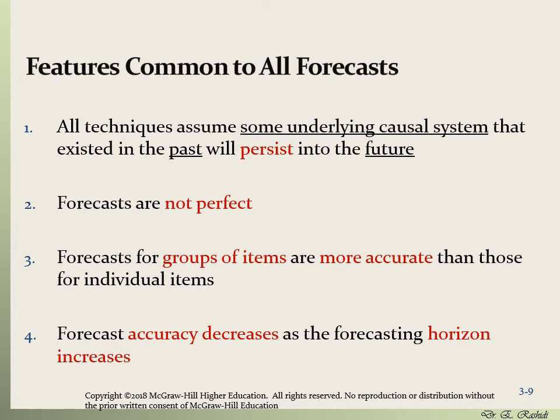The next common feature for all forecasting techniques is that when you make a forecast further into the future, as your time horizon increases, the accuracy of your forecast decreases. So there is an inverse relationship between the time horizon you make the forecast for and the accuracy of your forecast. The further into the future you make the forecast for, the less accurate your forecast will be.